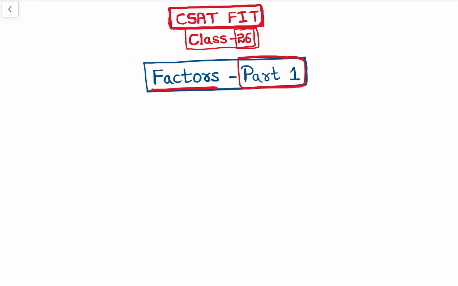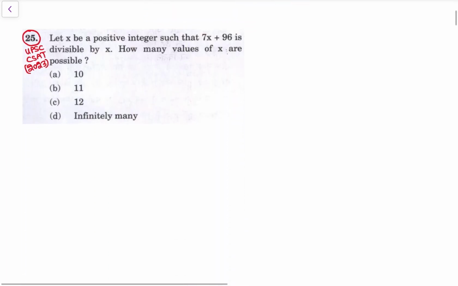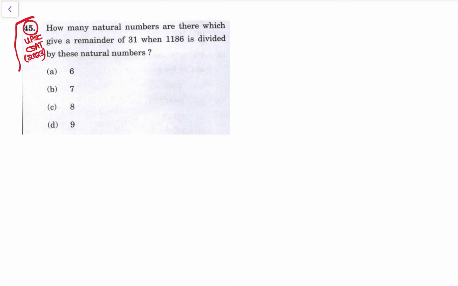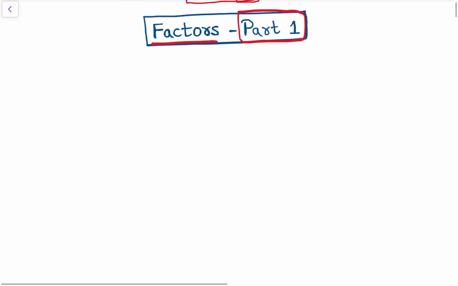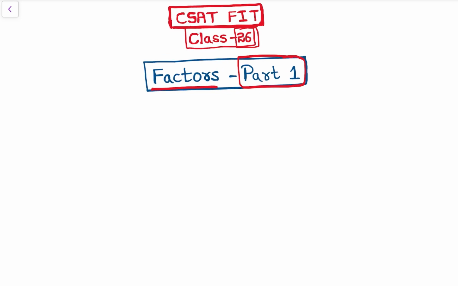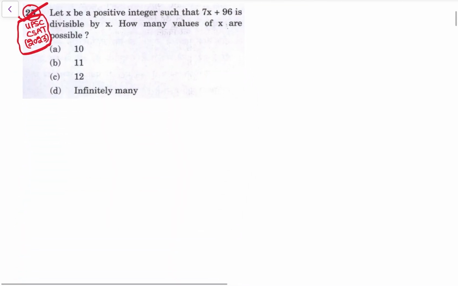Okay, so if we see in 2023, two questions are asked from factors. One is this and another question is this one. Before 2023, UPSC hadn't touched factors in the CSAT paper, but in 2023 it has asked two questions. These are concept oriented questions, but to understand factors we need to start from basics. We need to understand number of factors, etc. So basics से शुरू करते, then we will be doing these questions. Okay, so let's start with factors.